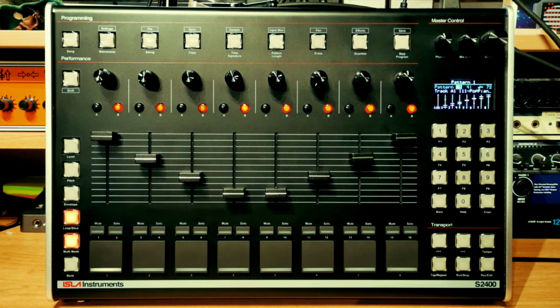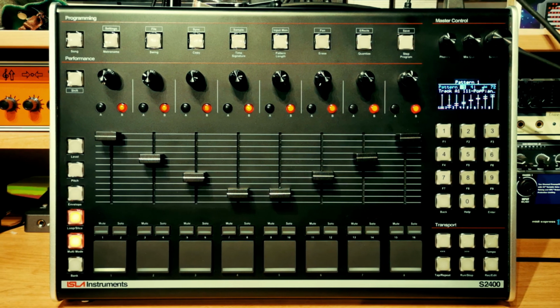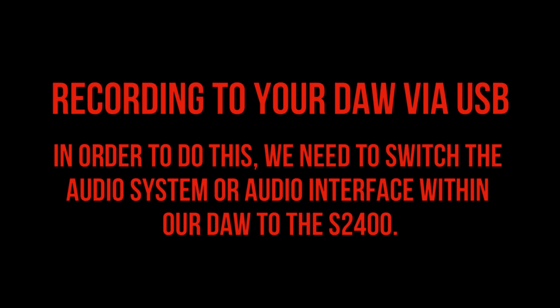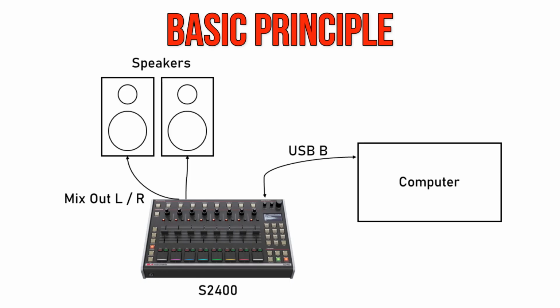Firstly, let's look at recording the audio outputs from your S2400 into your DAW via USB-B. In order to do this, we need to switch the audio system or audio interface within our DAW to the S2400. Different computer systems, Mac, PC with Mojave, Windows, Linux, etc., and different DAWs, Pro Tools, Logic, Cubase, Ableton, etc. will obviously vary, but the principle is the same as what I'm going to show you on my system. I will also later show you a setup with an iPad as another example.